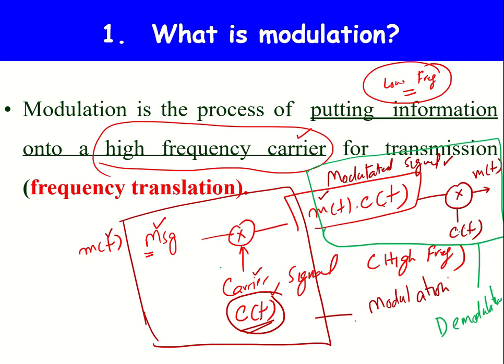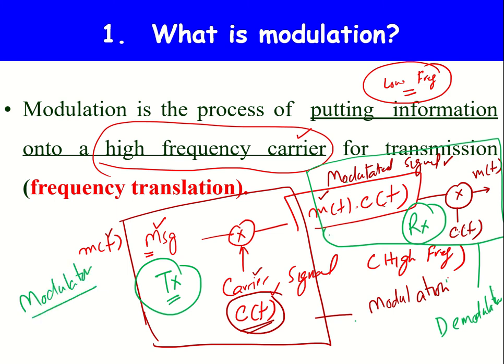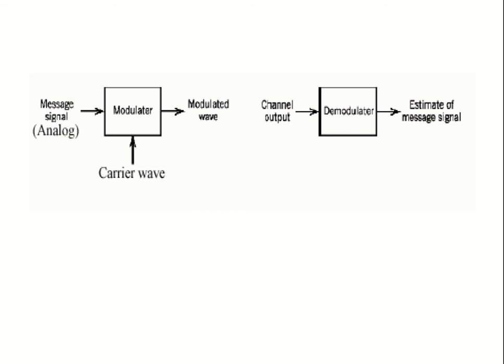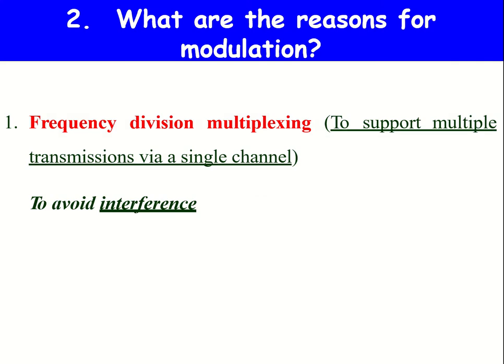Modulation happens at the transmitter side, and demodulation happens at the receiver side. In chapter 1 you learned about the different communication blocks of the complete communication system. At the transmitter side we have a modulator that performs the modulation. At the receiver side we have a demodulator that performs the demodulation. Details are coming; these are just block level diagrams.